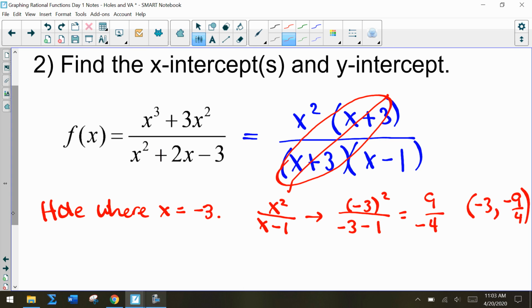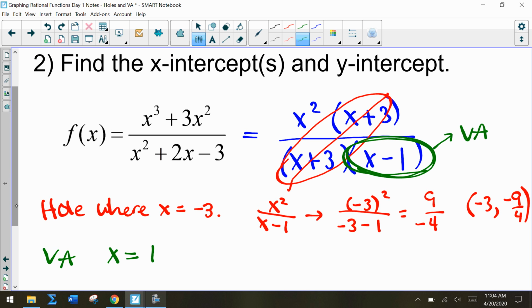So now that we found that domain restriction, notice how there's a remaining factor in the denominator. So this represents our vertical asymptote. So we know we have a vertical asymptote at x equals 1.